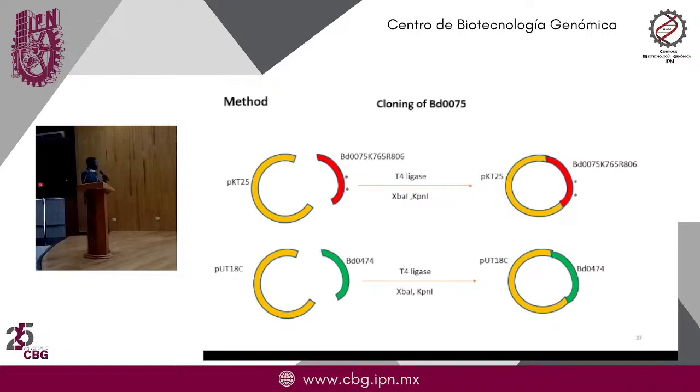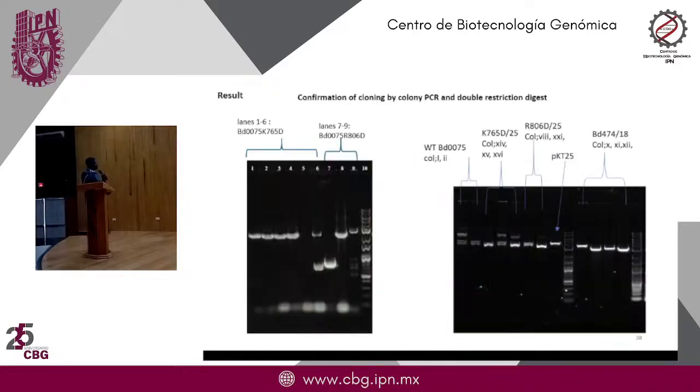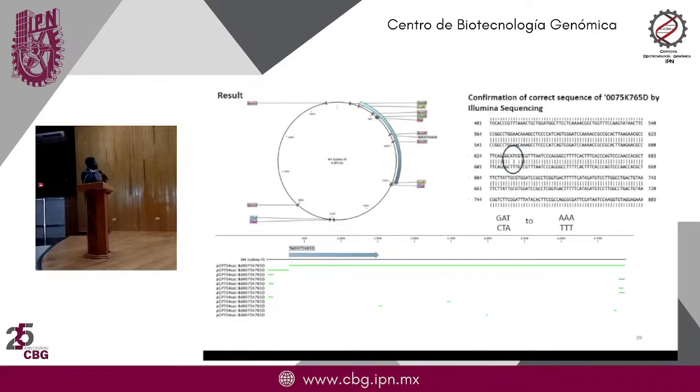So what we did was to create single mutations and also double mutations. We targeted 75 alone, and we targeted 806 alone. As well, we targeted 75 and 806 in a double mutation. This shows some gel electrophoresis from the process, and we sent the resulting protein for sequencing.